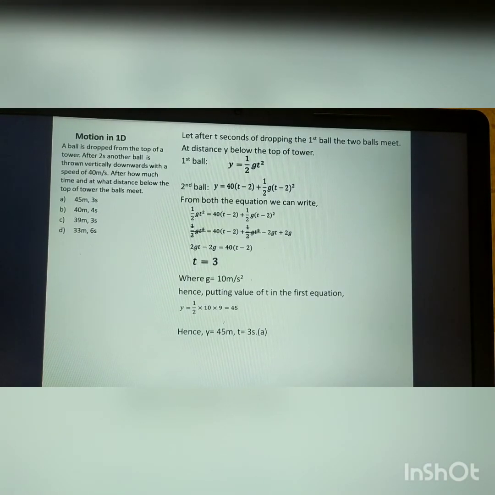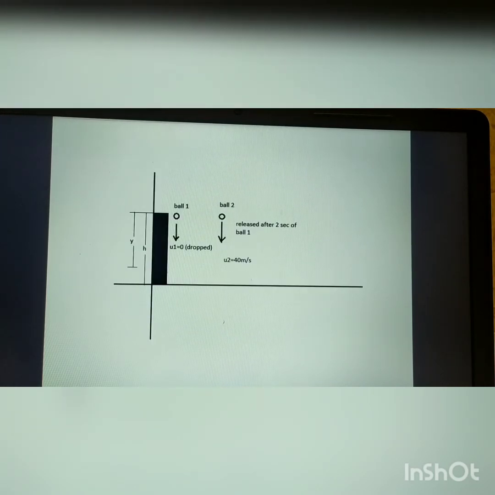A ball is dropped from the top of a tower. After 2 seconds, another ball is thrown vertically downwards with a speed of 40 meters per second. After how much time and at what distance below the top of the tower do the balls meet? So we will first draw the picture. This is the height of the tower. It's not given, so you can consider anything. H I have considered, and the first ball is dropped.